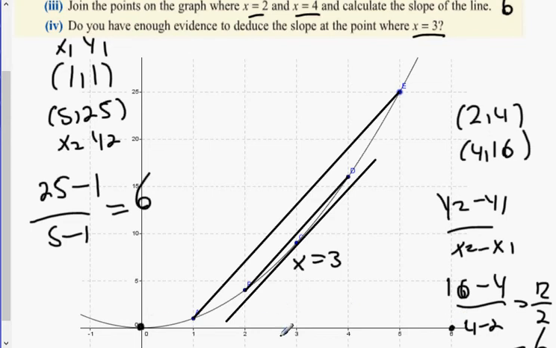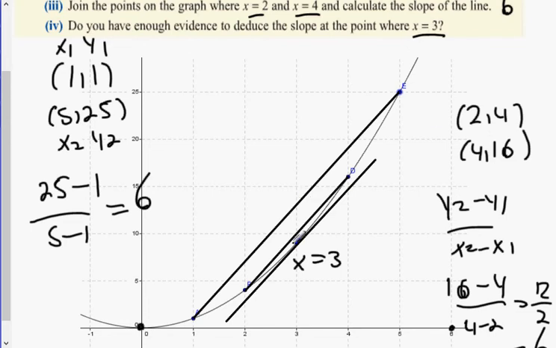Because they're both a gap of 3, they're the same distance away from x equals 3. What would be the next point I could choose? Minus 1 and 7. Do you have enough evidence to deduce the slope at the point where x equals 3? We do, because they're going to be the same slope.